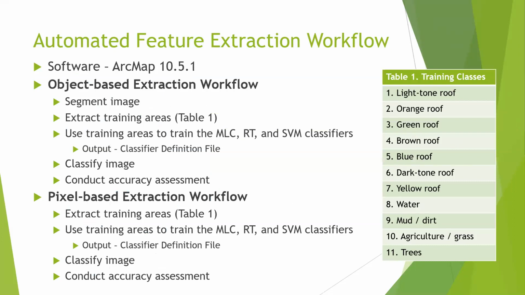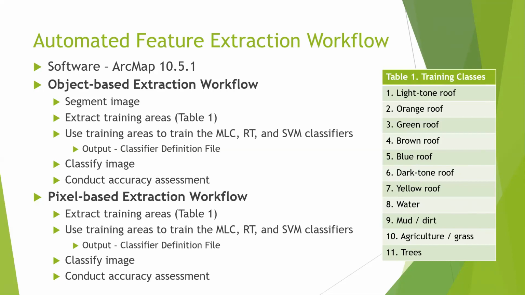So after acquiring the data, I plan to identify the optimal automated feature extraction workflow using ArcMap 10.5.1. The automated extraction workflow can comprise different combinations of object- or pixel-based approaches using different classifier methods: maximum likelihood, random trees, support vector machine. Additionally, different parameter combinations can be used for the different steps within these workflows. So I plan on conducting multiple combinations of these workflow elements to identify the best workflow to automate the extraction of refugee and IDP camp structures.